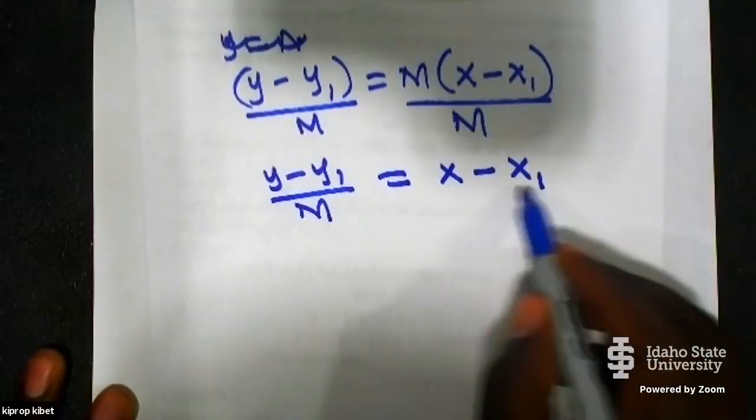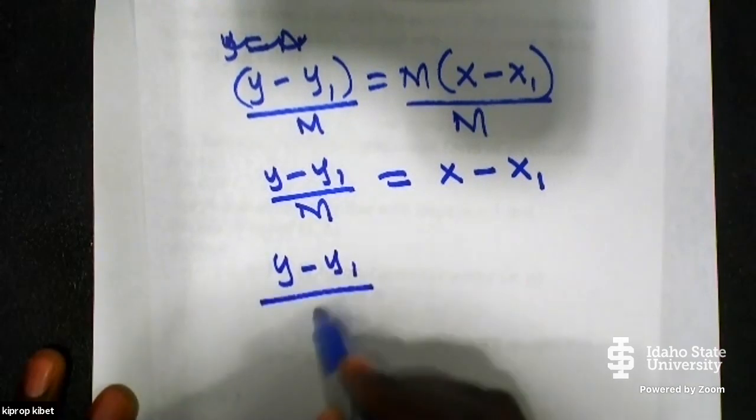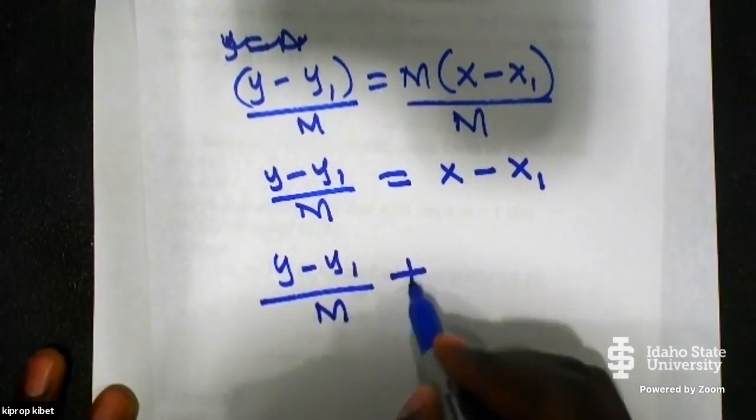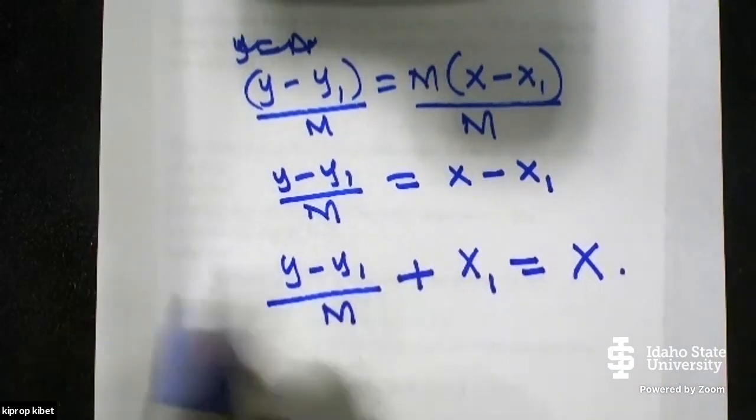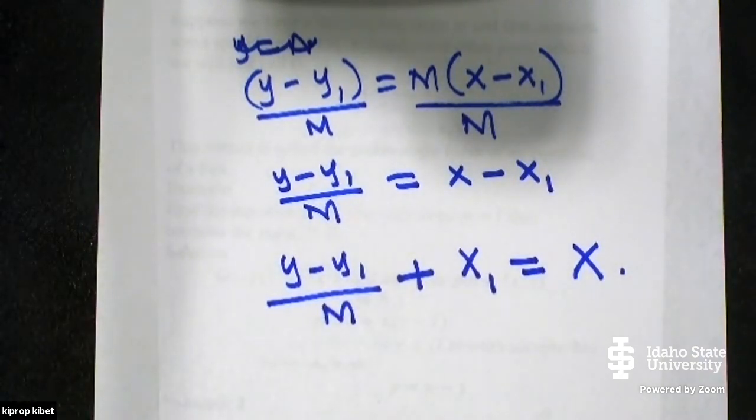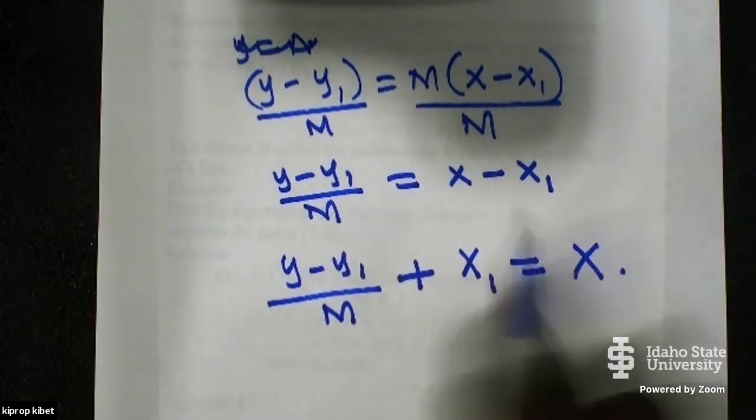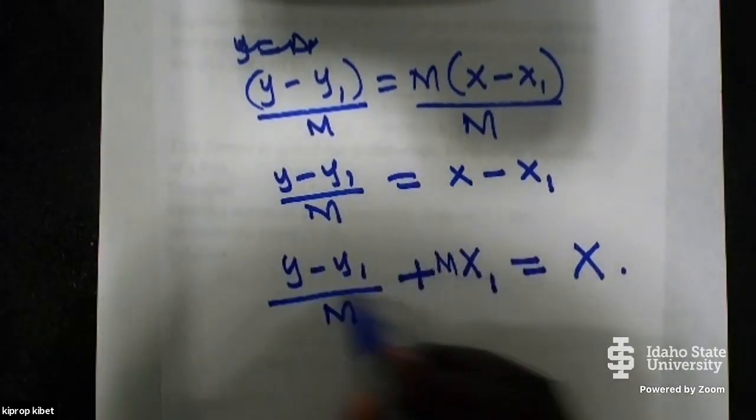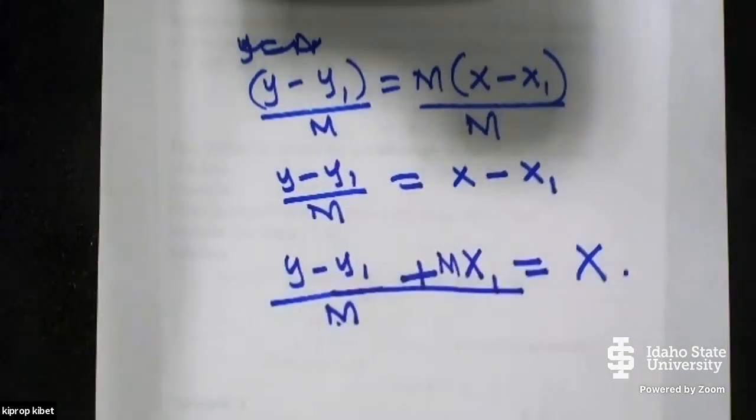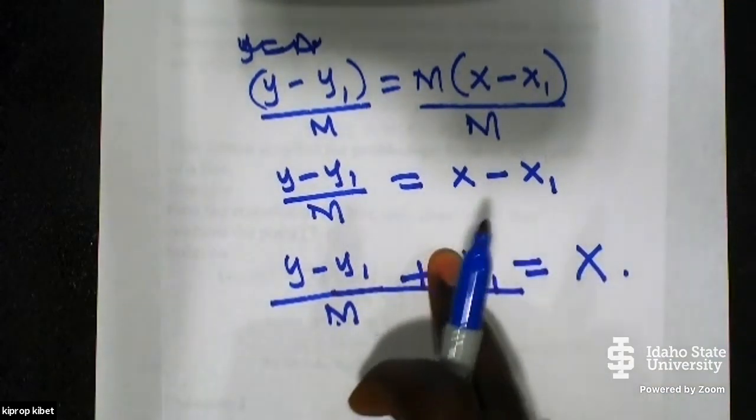To make x the subject, you bring this one to the other side. So y minus y1 all over m plus x1. Some of you are dividing everywhere by m but leaving out x1. But some of you are doing well. You write m there, and then divide this one by m. That is correct. But if you divide without putting the m there, then that one is very wrong.